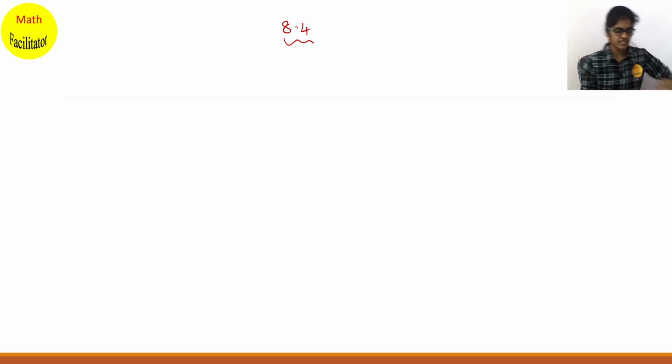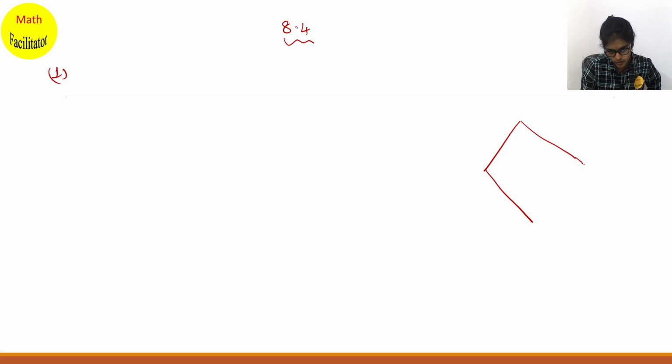Okay, the first problem of exercise 8.4. So what is the question? Prove that the sum of the squares of the sides of a rhombus is equal to the sum of the squares of its diagonals. Okay, so you have a rhombus in this way. So ABCD is a rhombus. You know that in a rhombus all sides are equal.